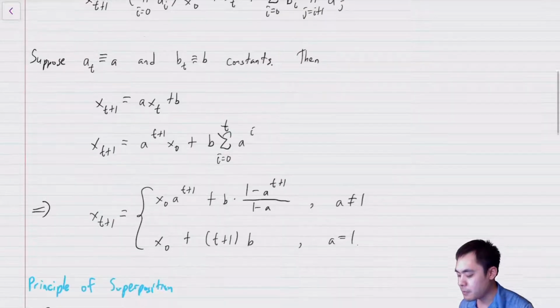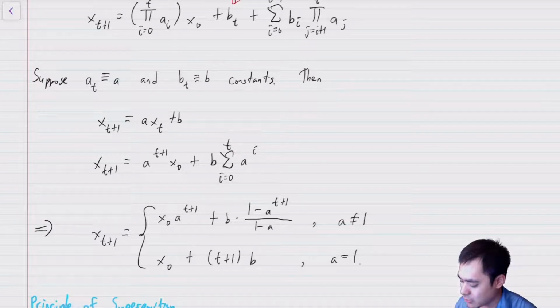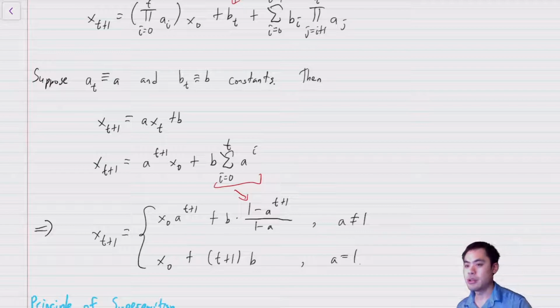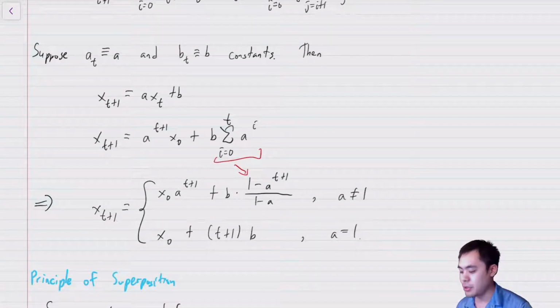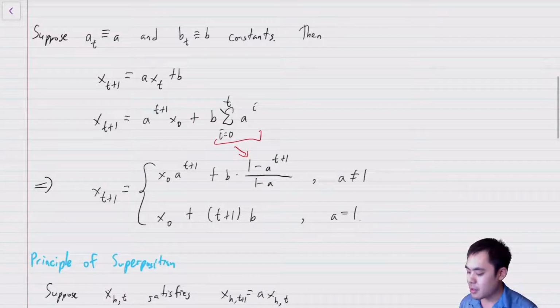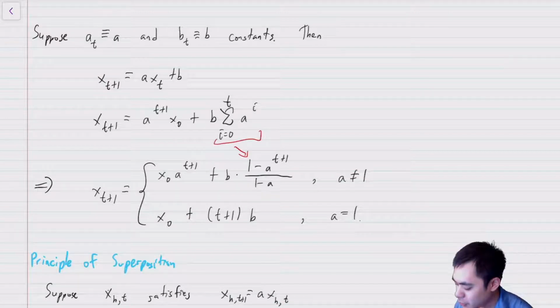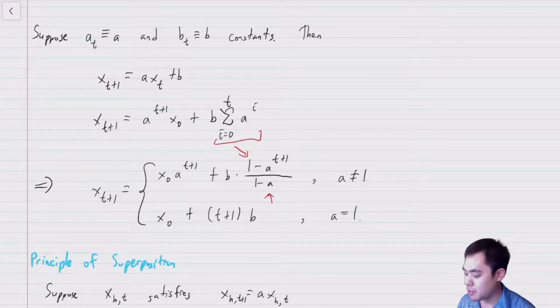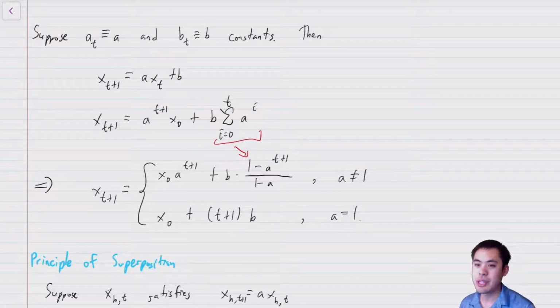Now, if a is not equal to 1, this is just a simple geometric series, and this entire thing, this thing here, is equal to that. So that's just a simple geometric series. You can multiply it out if you don't believe it. Of course, this only works if a is not equal to 1. If a is equal to 1, well, then this denominator here becomes zero, and so it doesn't work out.